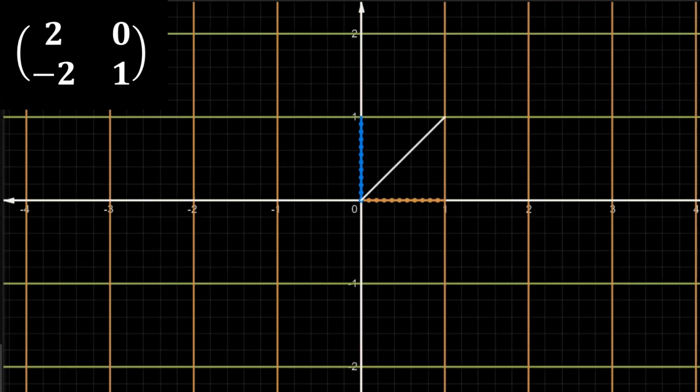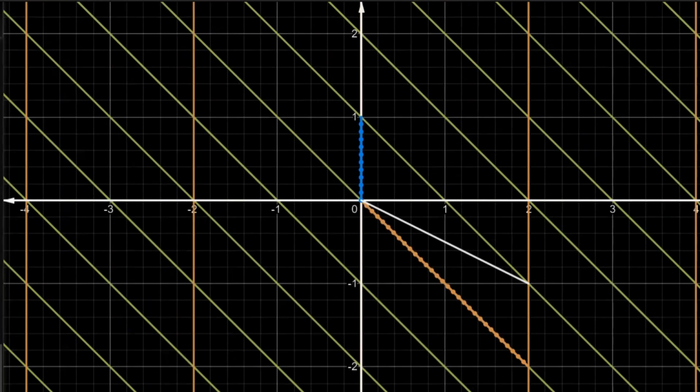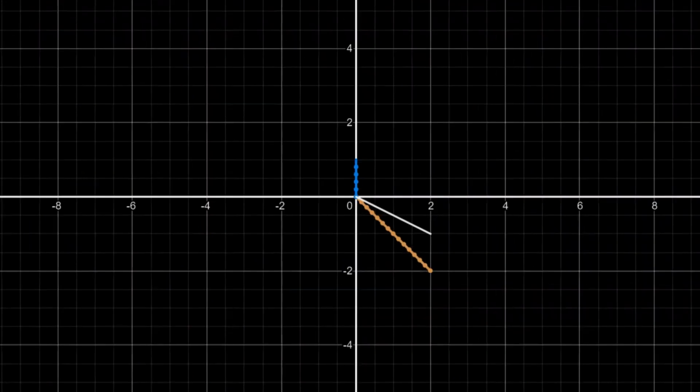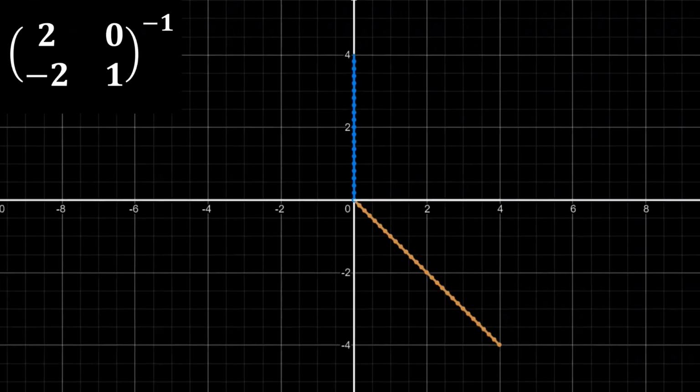Now, we said that P acts as a change of basis. Here, P transformed the i and j hat to the vectors (2, -2) and (0, 1). I'm gonna remove the grids to make the picture nicer. Now, after applying the matrix A that is similar to the matrix B to this result, we get this. The last step now is to apply the matrix P inverse to this result.